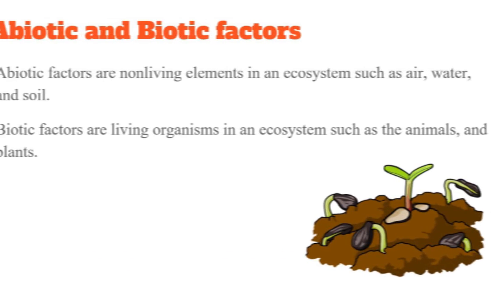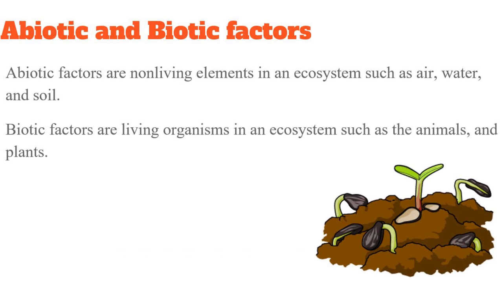In an ecosystem, we have two factors. We have the abiotic factors, which are the non-living elements in an ecosystem, such as water, air, soil. And we also have the biotic factors, which are living organisms in an ecosystem, such as animals and plants.